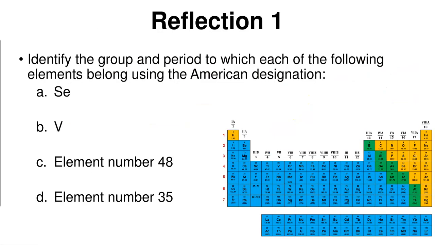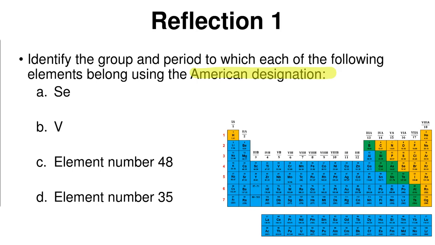So let's do a reflection. It says identify the group and the period to which each of the following elements belong using the American designation, because these are the common ones you're going to be using mainly in your lecture. So I'm going to stick to using these ones because that's what I'll ask you in the exam.